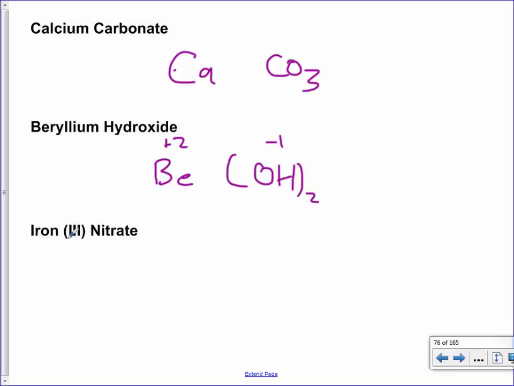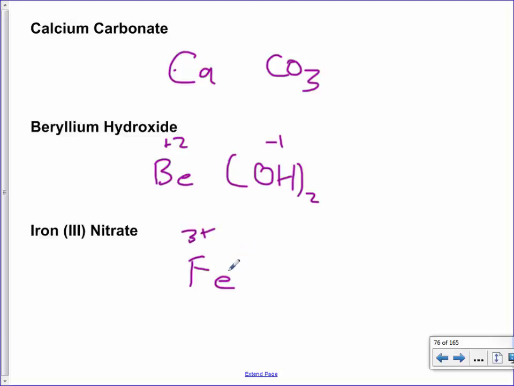Oh wait, one last one here. Iron 3 nitrate. So this kind of puts a few things together. I have a Roman numeral here. What is iron's symbol? Fe. Now, normally Fe, if you were looking at charges, could be either a 2 or a 3. But I know which one it is now, because the Roman numeral told me that it's the 3 version.